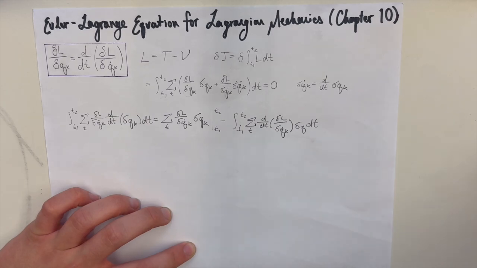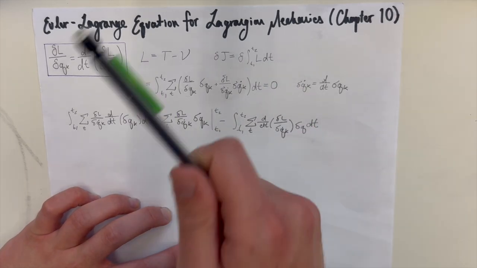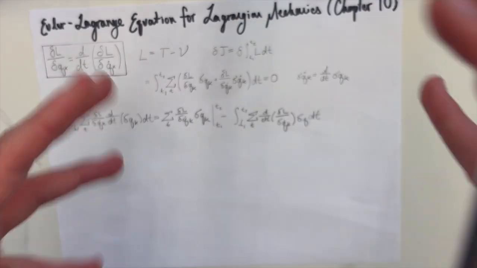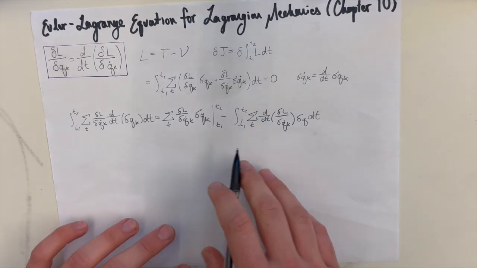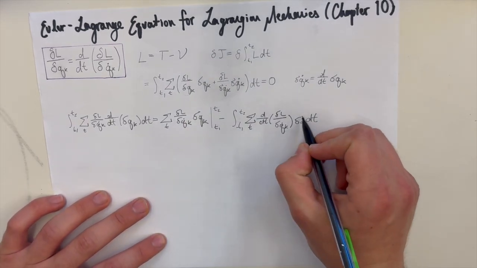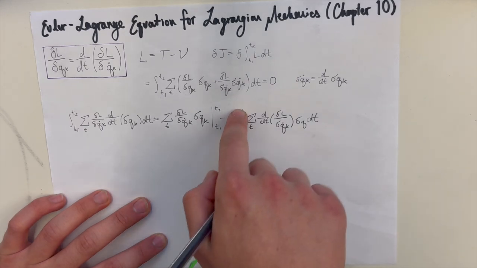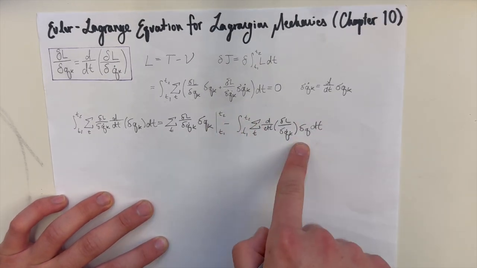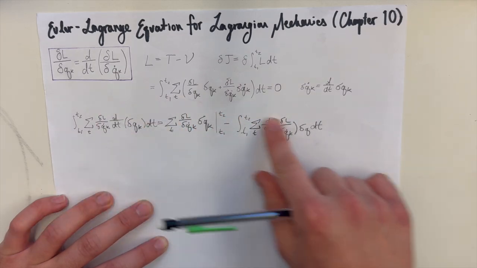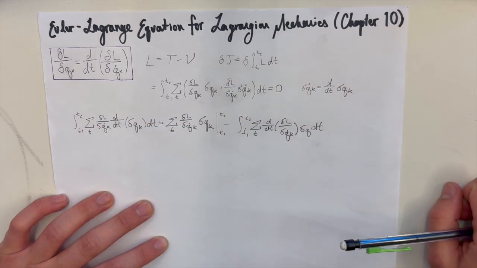And now, what's wonderful about this result is that the integrated term in the brackets will vanish. This is the really satisfying part. It will vanish because the variation in the delta q right here is 0 at the endpoints of t1 and t2. So applying these boundary conditions, we'll find out that this part right here becomes 0.